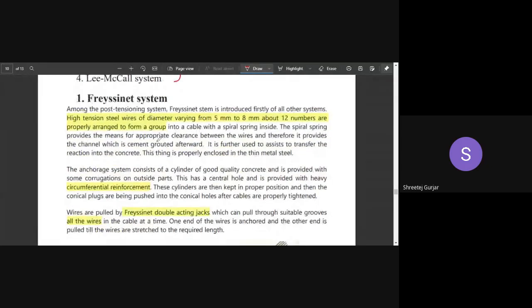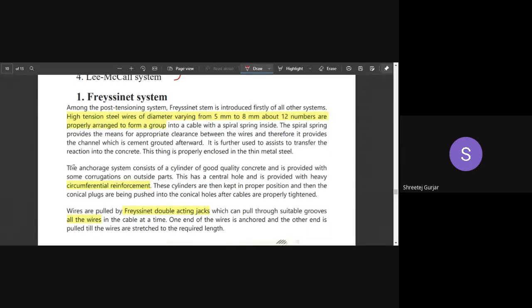So coming to the first system, that is the Freycinet system. In this, you have high tension steel wires of diameter varying from 5 mm to 8 mm. So you do not have a constant wire diameter. You have various steel wires having varying diameters ranging from 5 mm going up to 8 mm. And 12 wires are properly arranged to form a group. Remember, 12 wires are required, and the wire diameters may range from 5 mm to 8 mm.